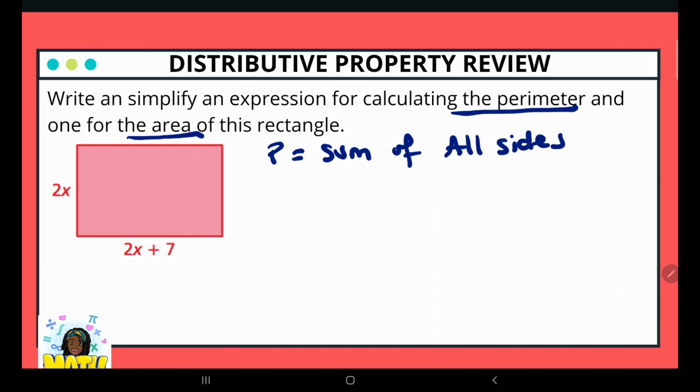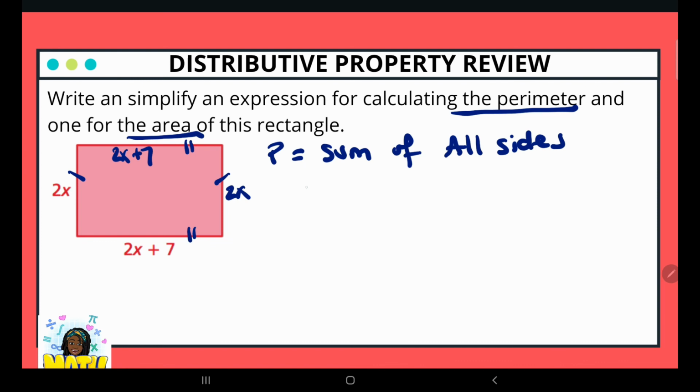Okay? And now if you look here, we only have two sides that are given to us. But based on what we know about rectangles, we know that alternate sides are equivalent or congruent. So if this side is 2x, then this side will also be congruent to that. So 2x and 2x. And if this is 2x plus 7, then up here is 2x plus 7 as well. These symbols just represent congruency. So here, it's telling me that this side is congruent to this side, and then this side is congruent to that one. So let's go ahead and add these up.